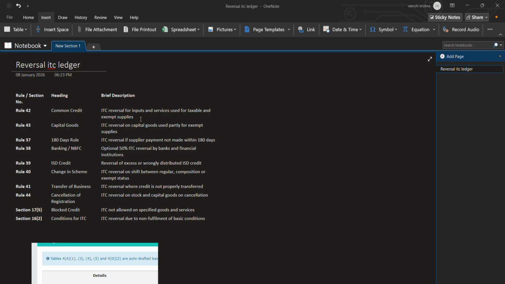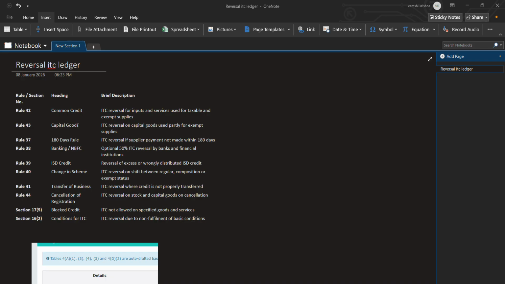In case of common ITC, what we do is a reversal to the extent of exempt supplies. We take the exempt supply turnover and divide it by the total turnover. Whatever we get, we have to reverse it. And same with capital goods also. Capital goods, if we use them for both exempt and non-exempt supplies, we have to reverse based on this percentage only, I mean, exempt supplies turnover divided by total turnover.